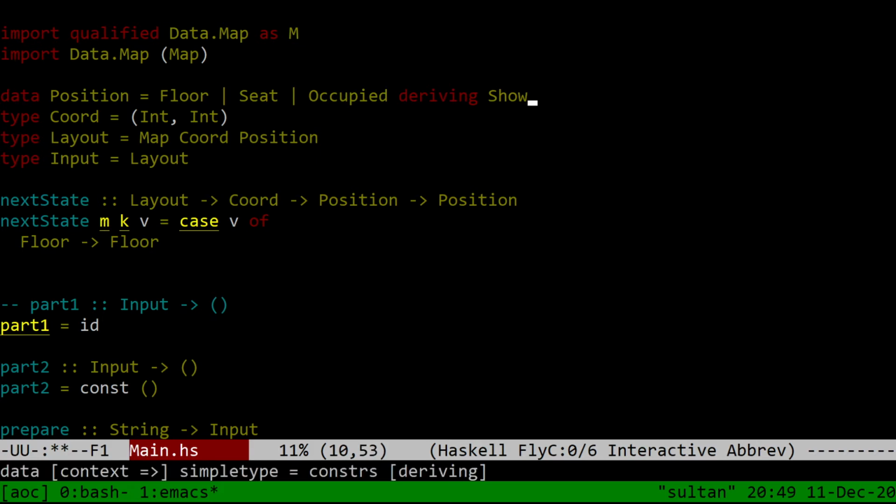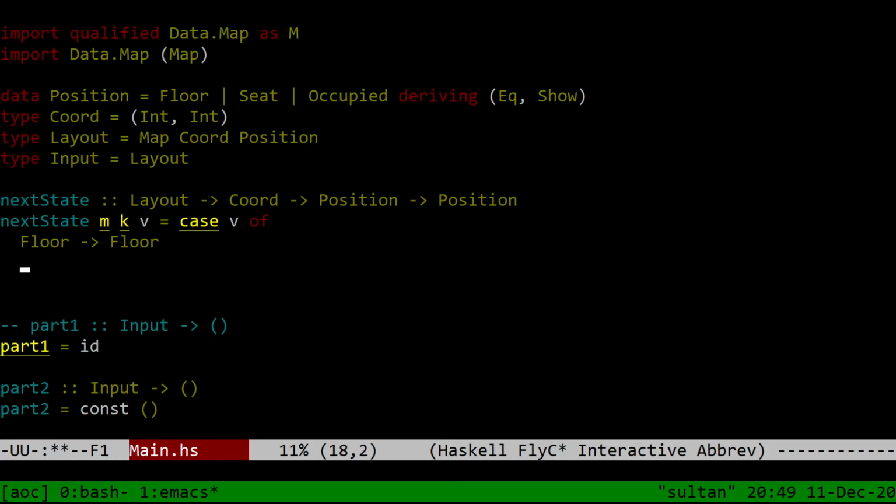Oh, you know what? We're going to need equality for this also, because we want to be able to say that the map, the layout, has stopped changing. Okay. Anyway, and if it's out for any other position, then I'm combining these in a way that seems sort of awkward. I don't know. This is kind of dumb, right?